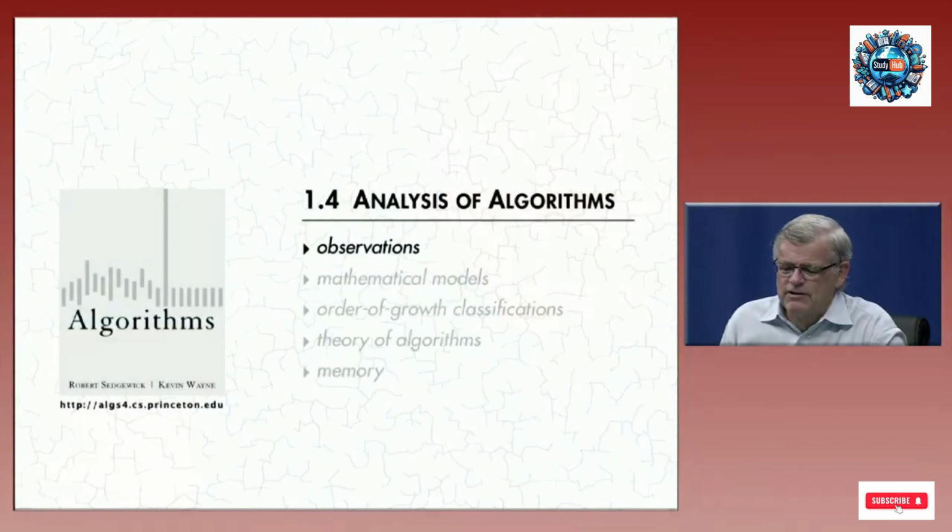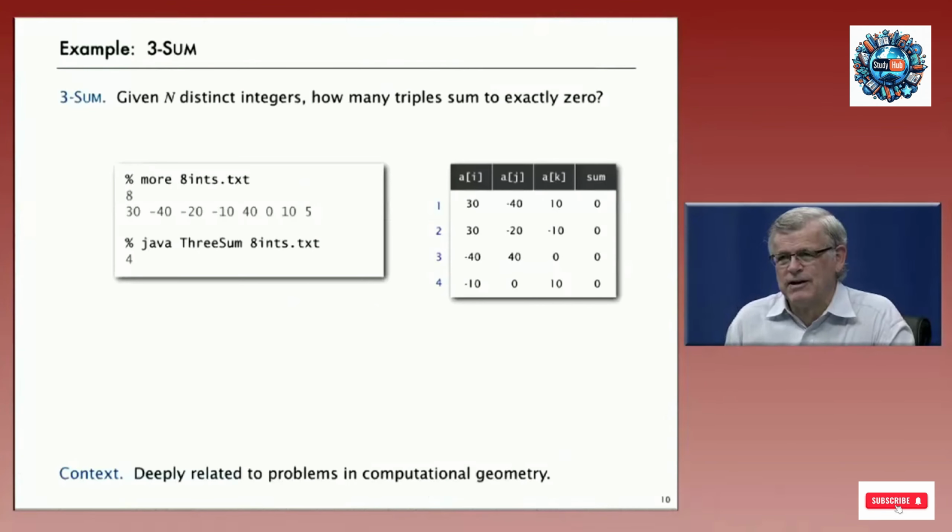Okay, so the first step is to be able to make some observations about the running time of the programs. And for analysis of algorithms, that's easier than in a lot of scientific disciplines, as we'll see. For a running example, we're going to use the so-called three-sum problem. And it's an easy-to-state problem. If you've got n distinct integers, how many triples sum to exactly 0?